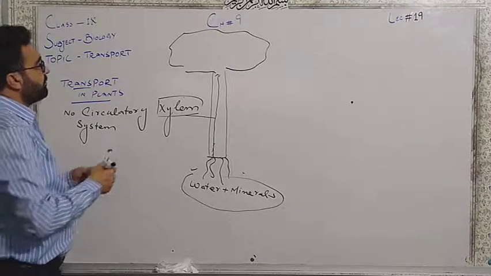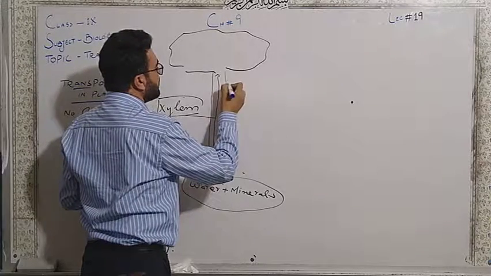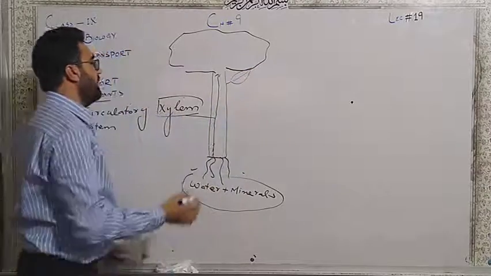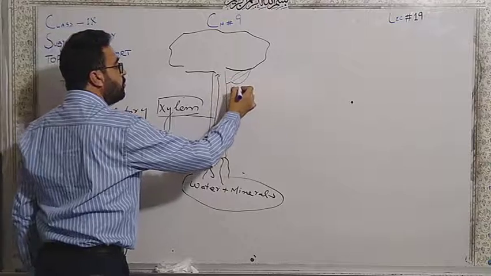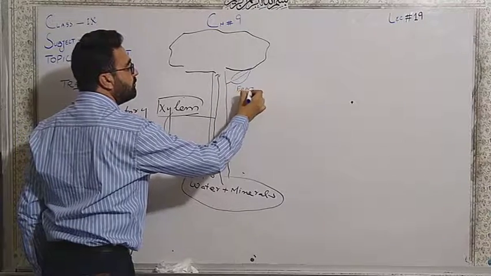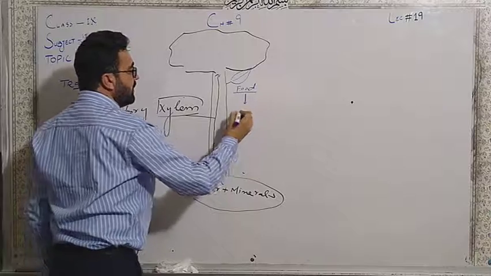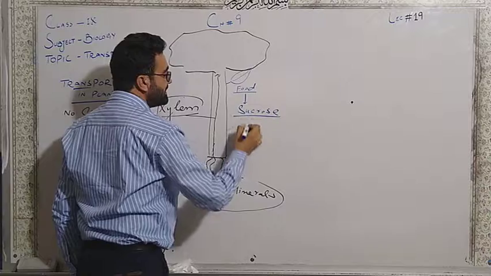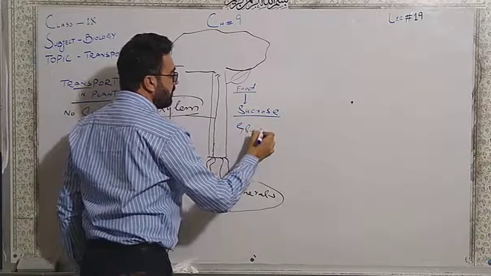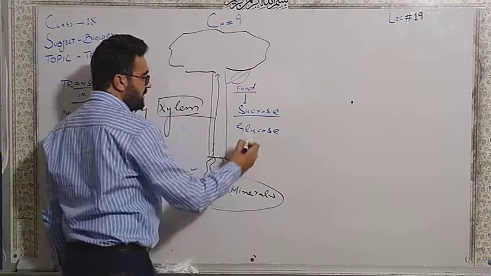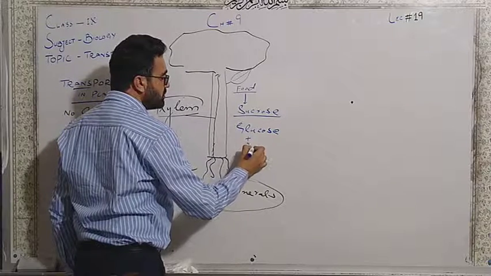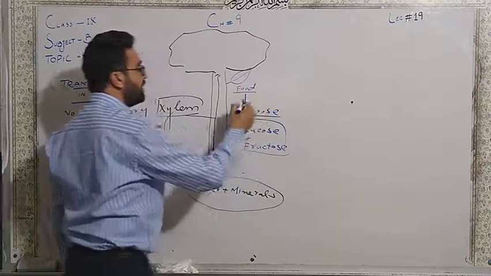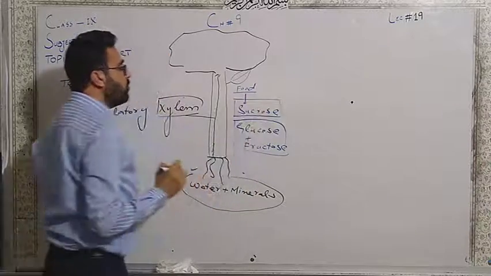In the same way, the food is usually prepared in the green parts of plants, like in leaves. What is the food of the plant? The food of the plant is saccharose. By photosynthesis, glucose is manufactured, and from glucose plus fructose, saccharose is formed, and saccharose is the available food in the plant.